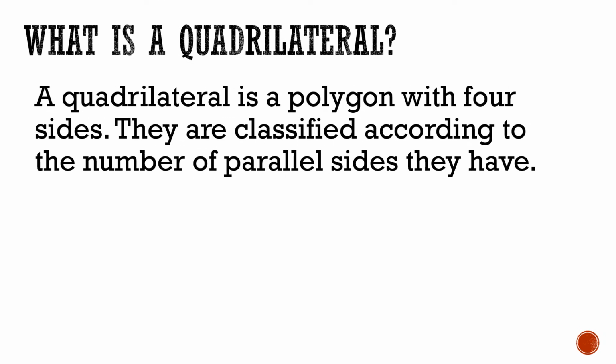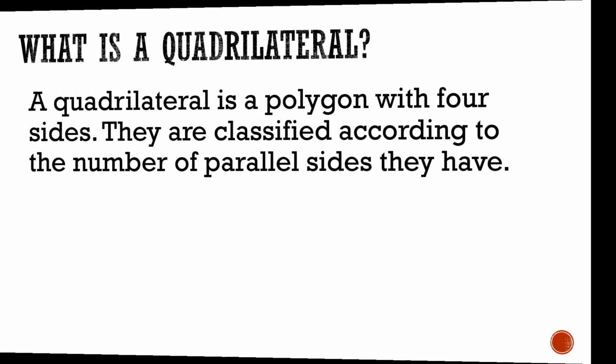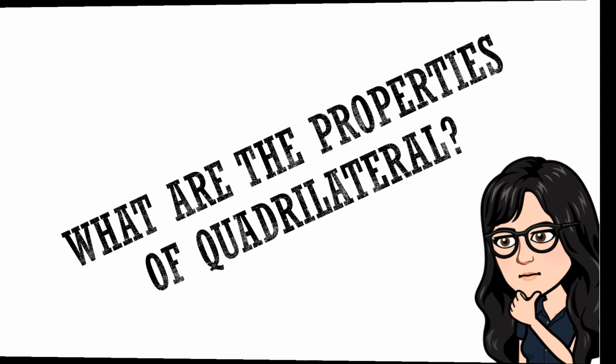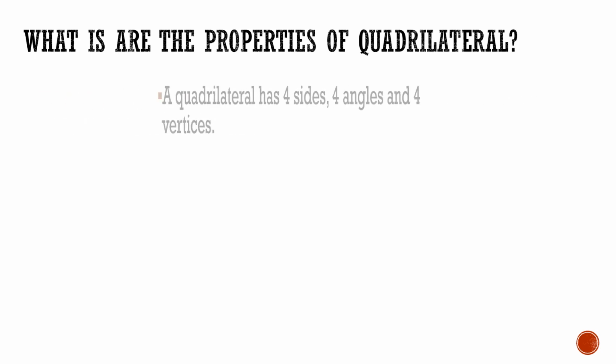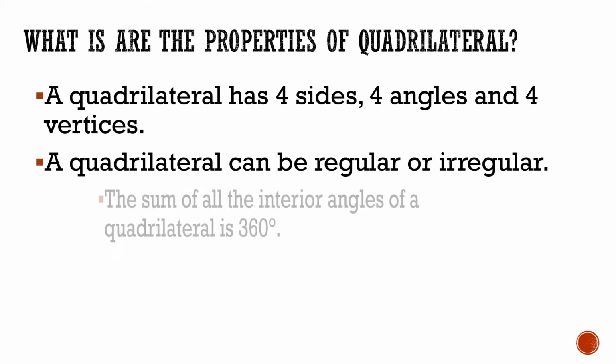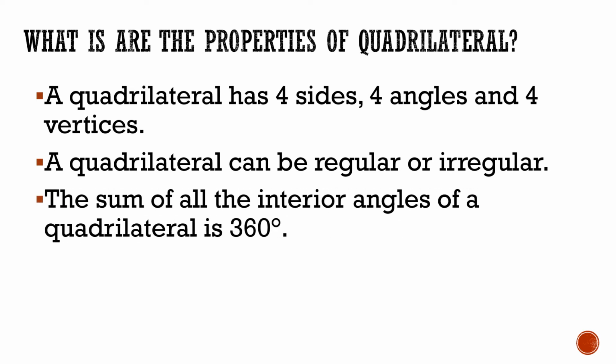They are classified according to the number of parallel sides they have. What are the properties of a quadrilateral? Number 1: a quadrilateral has 4 sides, 4 angles, and 4 vertices. Next, a quadrilateral can be regular or irregular. Third, the sum of all the interior angles of a quadrilateral is equal to 360 degrees.